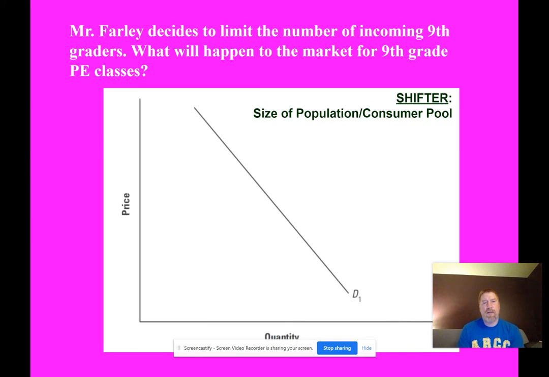Mr. Farley decides to limit the number of incoming ninth graders. What will happen to the market for ninth grade PE classes? So if you look at that, there's nothing about price on there. If I look at shifters, it's looking more at size. So there's fewer students that'll be at Anoka High School. So then the demand would decrease for the PE classes.